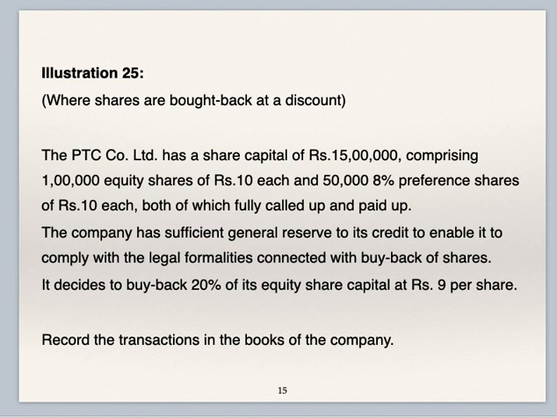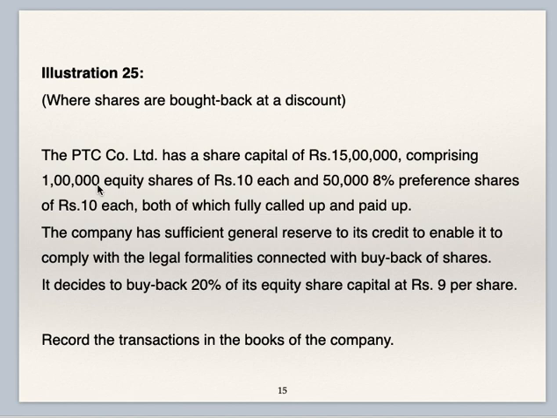Now we'll go to illustration 25 where shares are bought back at discount. PTC Company Limited has a share capital of rupees 15 lakhs comprising 1 lakh equity shares of 10 each and 50,000 8% preference shares of 10 each, both of which fully called up and paid up. Company has sufficient general reserve to its credit to enable it to comply with legal formalities connected with buyback of shares. It decides to buy back 20% of its equity share capital at rupees 9 per share.